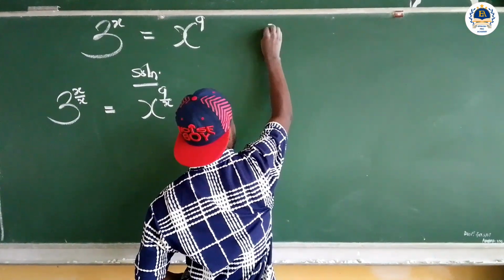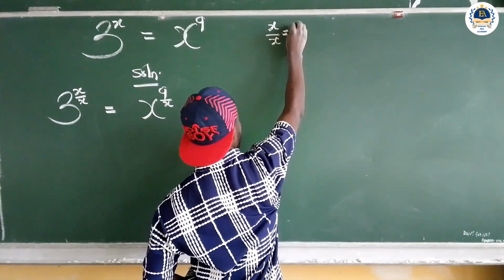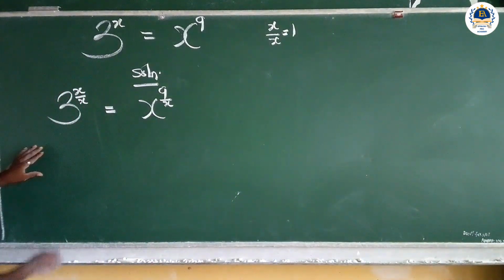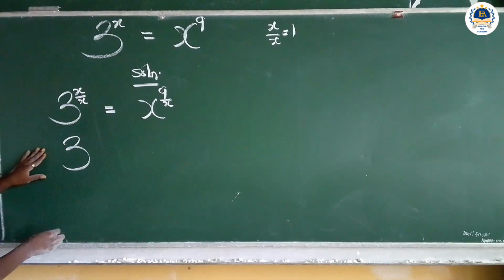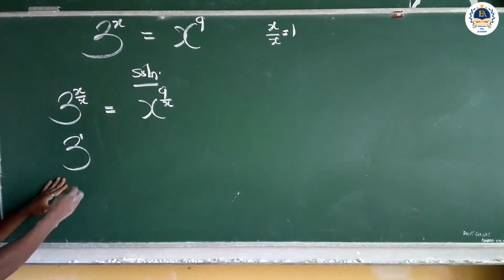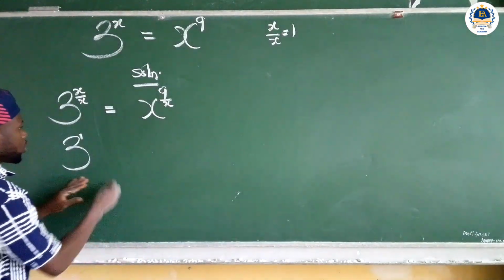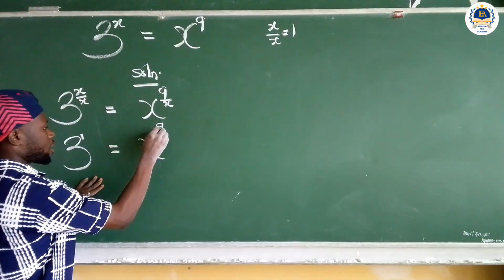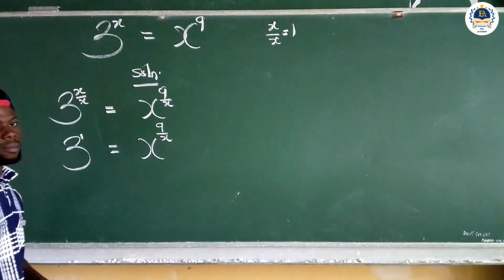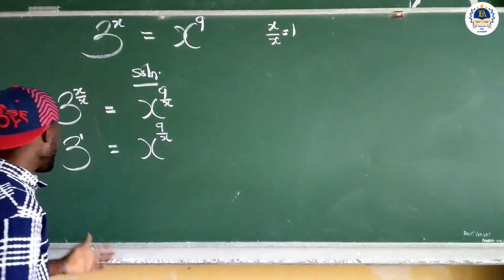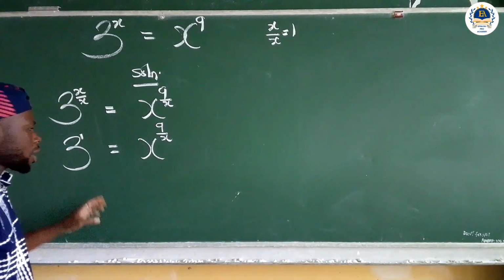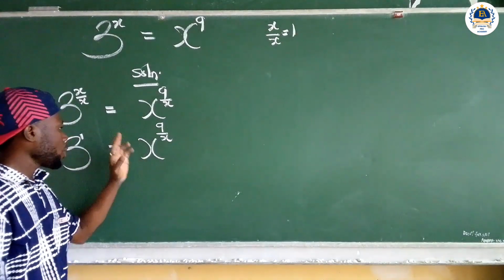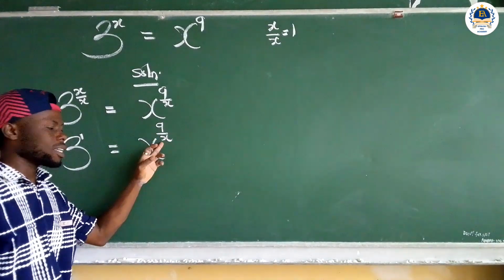Now, x divided by x is going to give you 1 as the power. So at the left, we are having 3 raised to the power of 1, which is basically the same as 3, which equals x raised to the power of 9 over x. Now, in the left hand side, we have just a number, but in the right hand side, we have a number and a letter.